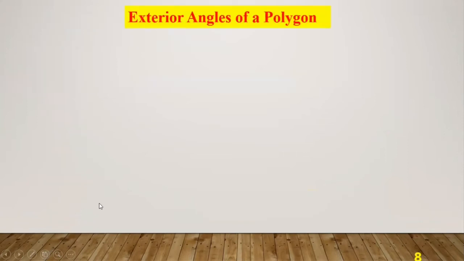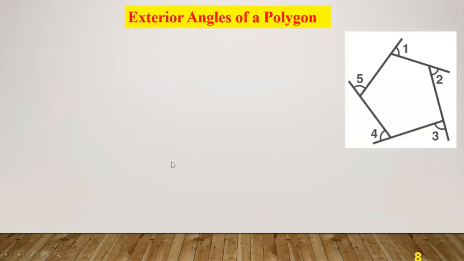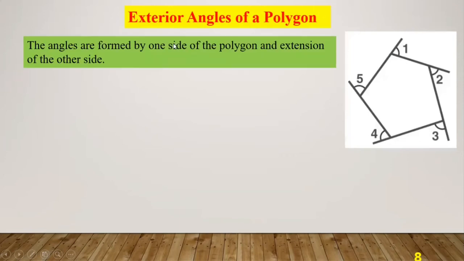Now let us understand what exterior angles of a polygon are. So what do you mean by an exterior angle, children? Look at this polygon. What do you observe here? Every time one side is extended, and we can go clockwise or anti-clockwise, either way. So every time one side is being extended over here. The angle is formed by one side of the polygon and the extension of the other side. One side of a polygon means which one? Any side of a polygon. So if I'm talking of this side, and the extension of another side.